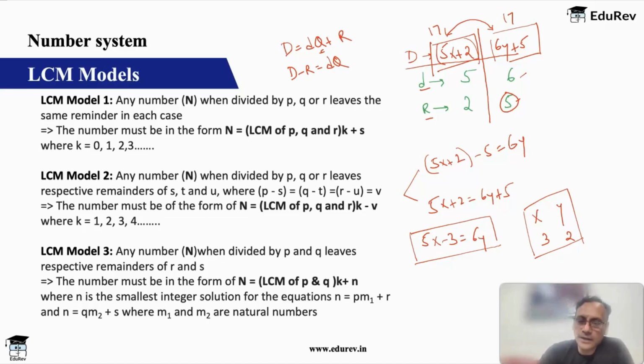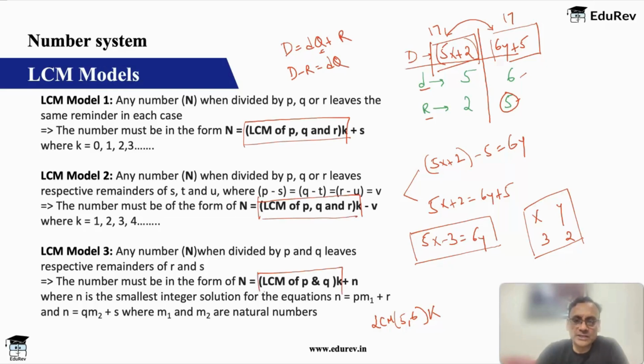Okay. Now your answer is going to be LCM of 5 and 6 into k. See, this part always remains same. You always will have LCM of the divisors into the constant. That part will always be there in LCM model 1, LCM model 2, LCM model 3. The only thing is after that we have to add or subtract something. Model 1 was very simple, you add the common remainder. Model 2 is also very simple, you subtract the common difference. Model 3 was a problem because there was nothing common. So for model 3, you add what we found just now, this 17. So this 17 is added.